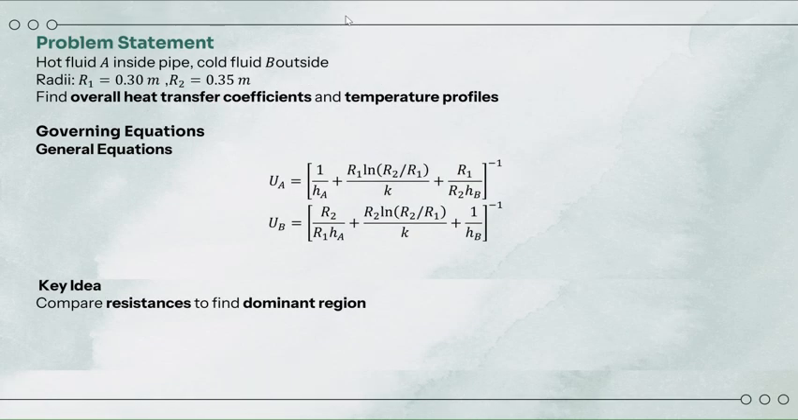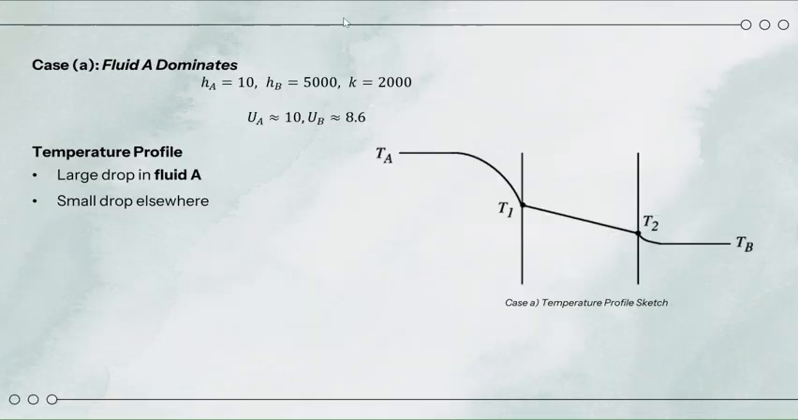Now in this example, we analyze three cases based on dominant resistance. We have the equations for overall heat transfer coefficient given as this. And our key idea is to compare resistances to find the dominant region. For the first case, we have h equal to 10, h equal to 5000, K equal to 2000. And the dominant region in this case is fluid A. Using that equation, we will approximate the value of the overall heat transfer coefficient, and the temperature profile can be sketched like this. We can see clearly fluid A dominates.